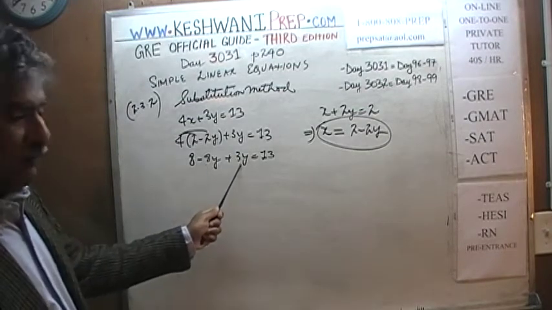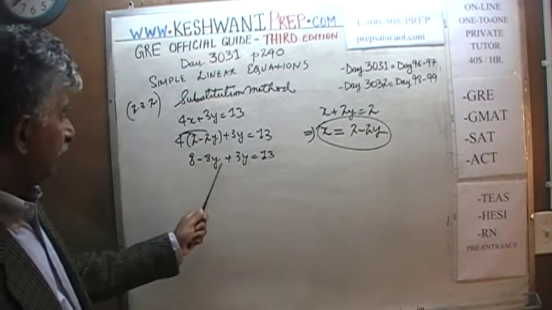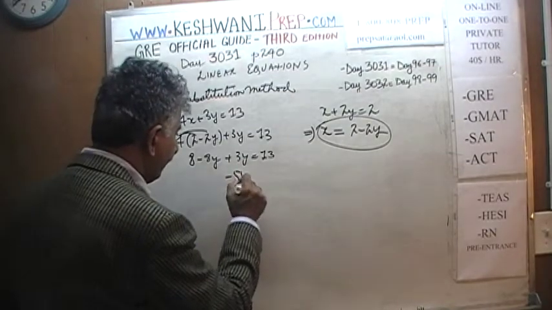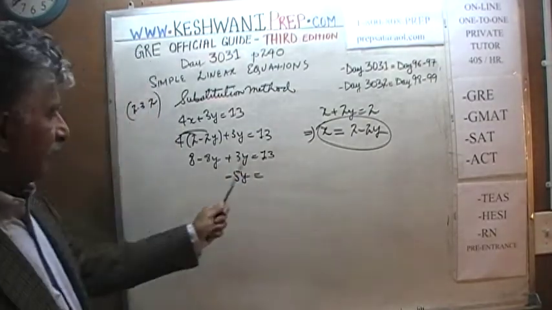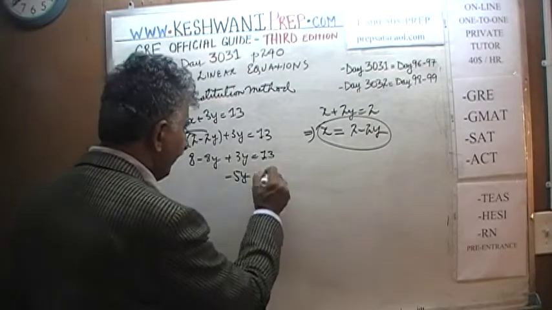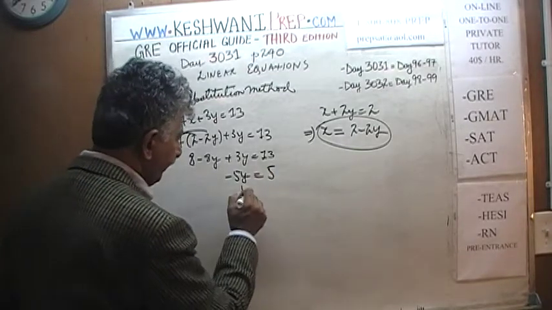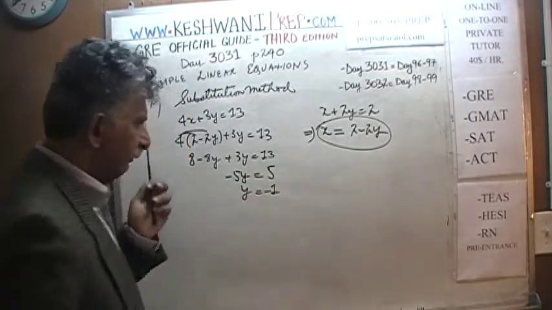Minus 8y and positive 3y is going to give us negative 5y. And when we bring 8 to the other side, when we subtract 8 from both sides, we're going to get a 5 here. There we go. Divide both sides by negative 5 and y equals negative 1. Simple enough, nothing to it.